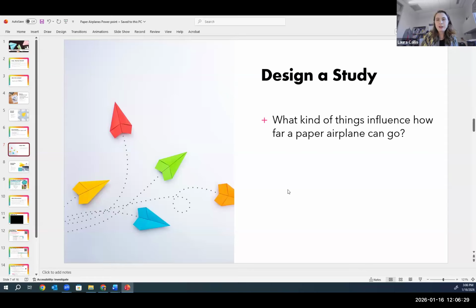Might be a longer one because you might have lots of ideas. Okay, so I'm going to count down, and when I say 1, go ahead and hit enter. What kind of things influence how far a paper airplane can go? 3, 2, 1. Hit enter.